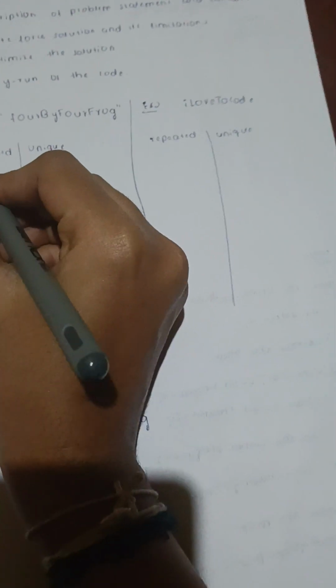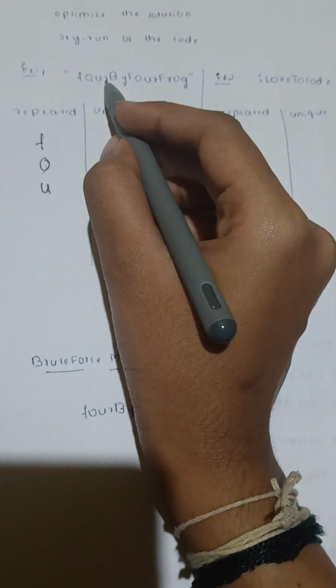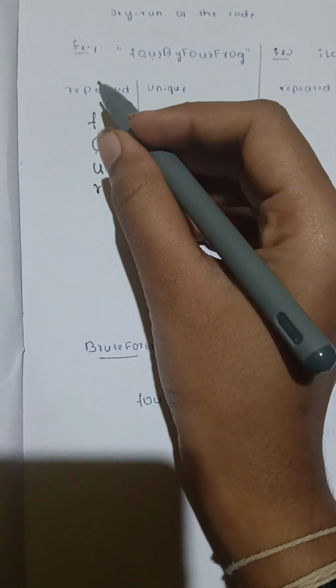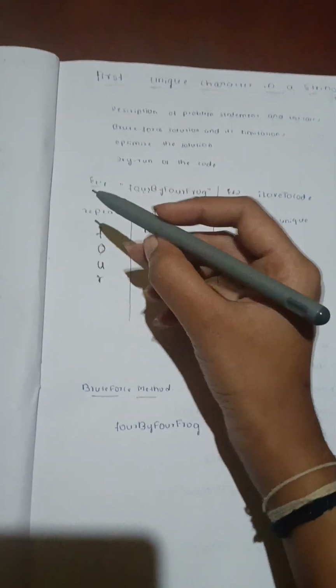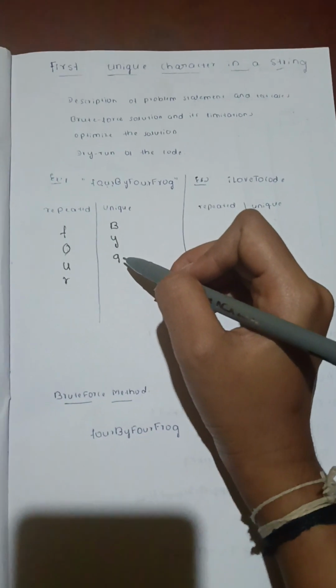Okay, let's write down F as a repeated character, and then comes the O. O is repeated 1, 2 and 3 times. So, O. Then comes U, repeated 2 times. So it is a repeated character. Then comes R. R is also repeated. So write R. Let's quickly write all the repeated and unique characters one by one. So here are the final repeated characters and the final unique characters.